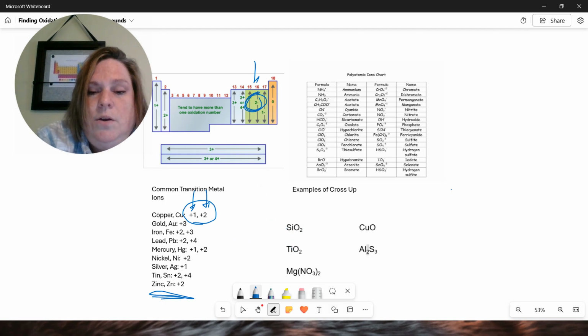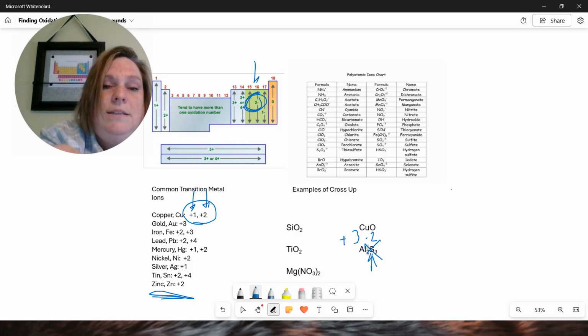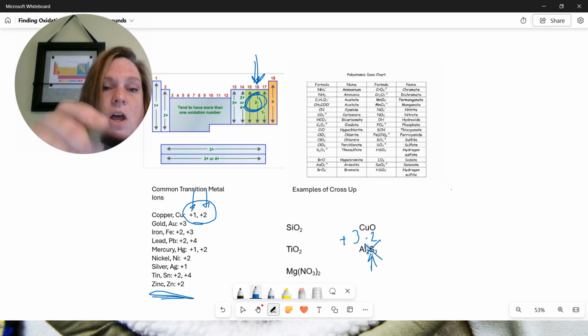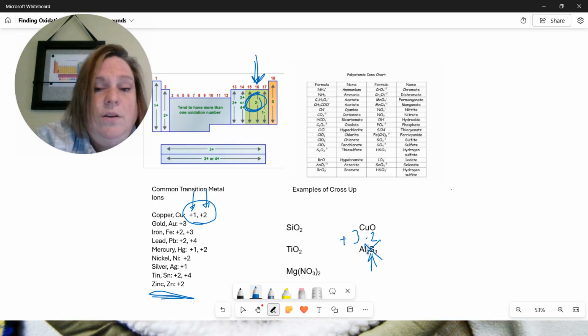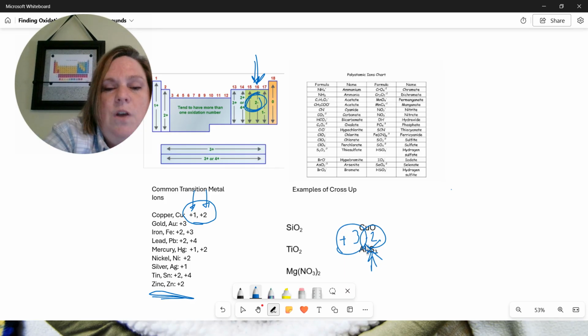Okay, let's go to this aluminum and sulfur. We're going to bring a 2 up to the sulfur and a 3 up for the aluminum. Aluminum is going to be positive. Sulfur is going to be negative, but we're going to check it. And it is in the same family as oxygen. So it is a -2. And it is a -2 here. So this is done. We have a +3 for aluminum and a -2 for sulfur.